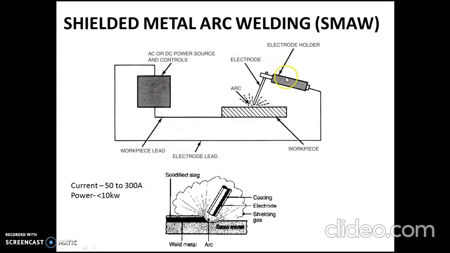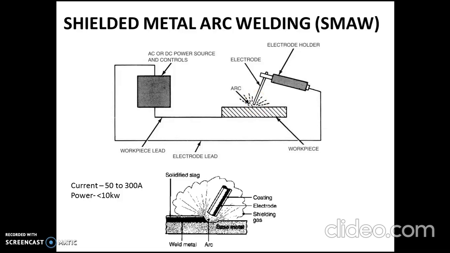This is the setup of shielded metal arc welding. In this operation, the bare section at the end of the electrode is clamped to one terminal of the power supply, an AC or DC power source and control, while the other terminal is connected to the part or the workpiece being welded. The electric arc is generated by touching the tip of the coated electrode to the workpiece and then withdrawing it quickly to a distance sufficient to maintain the arc.